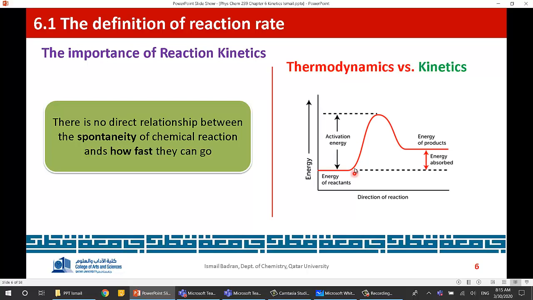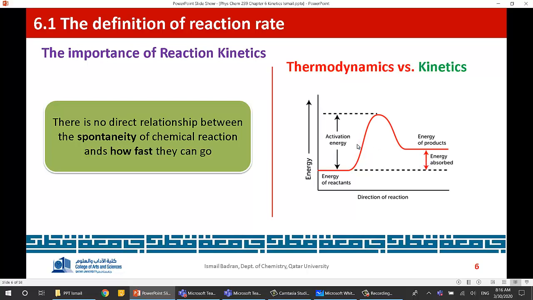This activation energy determines the speed of the reaction. If this activation energy is high, then the reaction is slow. As it goes lower, the reaction becomes faster. But the activation energy EA has nothing to do with delta H. And if you change delta H, the activation energy will stay the same.